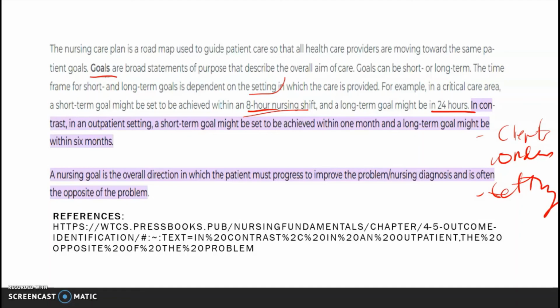Again, wala pong specific na sinabi si Kozier. Nag-specify po ang American Nurses Association: within 8 hours, that is considered short. After 8 hours, kunyari bukas na, that is considered already as long. But for outpatient setting, less than 6 months is short term, above 6 months is long term. So that is our discussion about how to set a long-term and a short-term goal, depending now on the client's condition and depending on the setting.